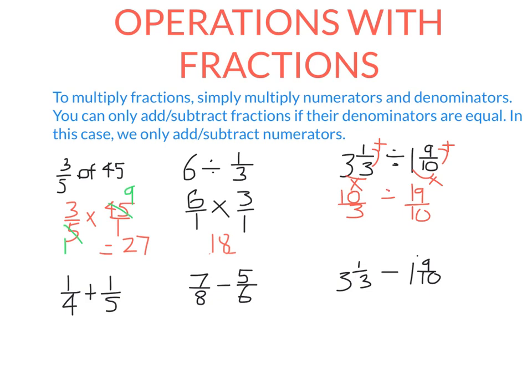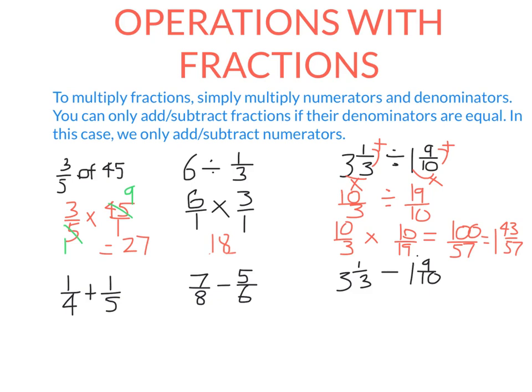So 10 over 3 divided by 19 over 10. So what I'm going to do is flip the second fraction and make it a times. Timesing is really simple. I just times the two top numbers and times the two bottom numbers. So 100 over 57, that's an improper fraction. If you wanted to, you could make that a mixed number. So to make a mixed number, how many times 57 go into 100? It goes once, remainder 43. So 1 and 43 over 57, and we're done.